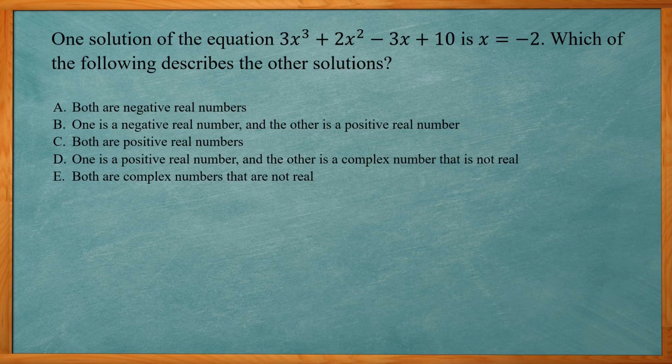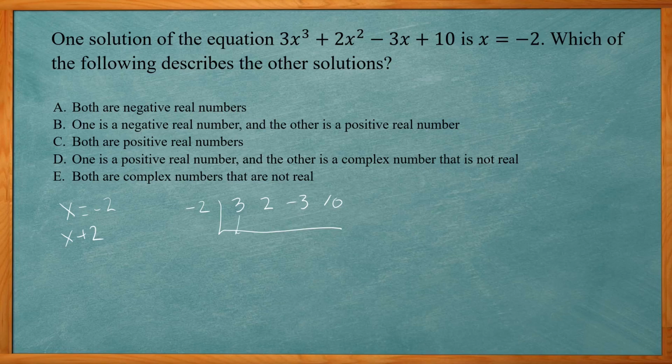This problem reads, one solution of the equation 3x to the third plus 2x squared minus 3x plus 10 is x equals negative 2. Which of the following describes the other solutions? When they give us a solution of x equals negative 2, that means x plus 2 is a factor of that equation. So I can do either polynomial division or synthetic division to factor it out. I'm going to do synthetic division since that seems to be a little bit easier. So I put the negative 2 out front, then our coefficients, 3, 2, negative 3, 10.